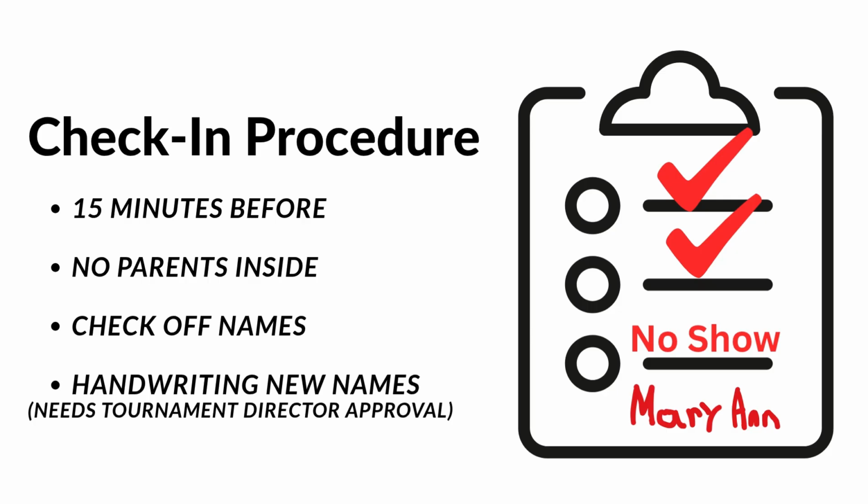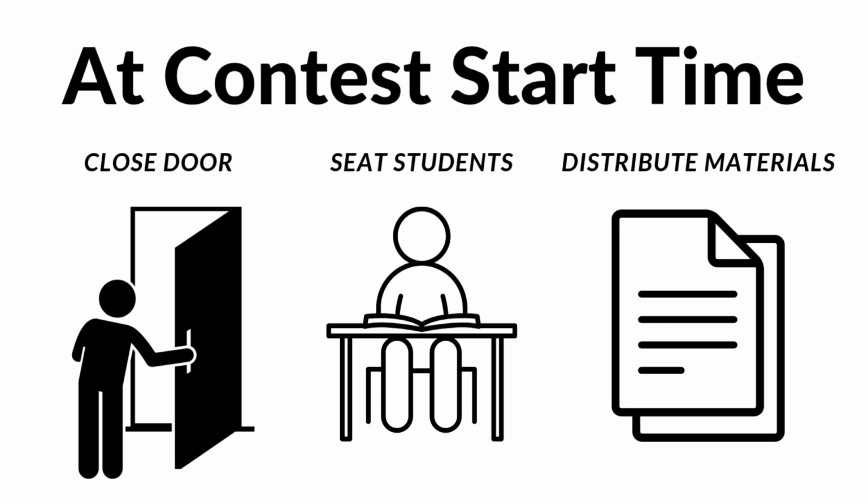As students enter, check off their names on the roster. If someone doesn't show by start time, mark them as no show. If a student arrives who isn't on your roster, it's likely a registration issue. These are rare and must be approved by the tournament director. To avoid a scene, quietly add their name at the bottom and follow up with staff afterward.